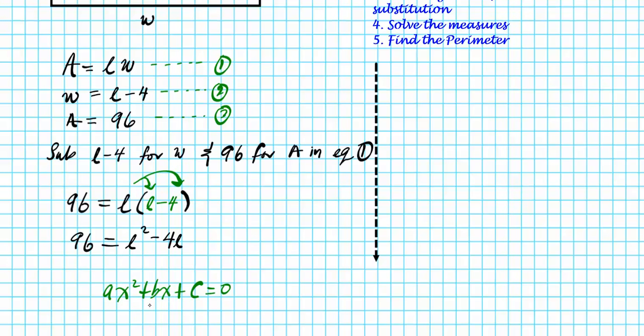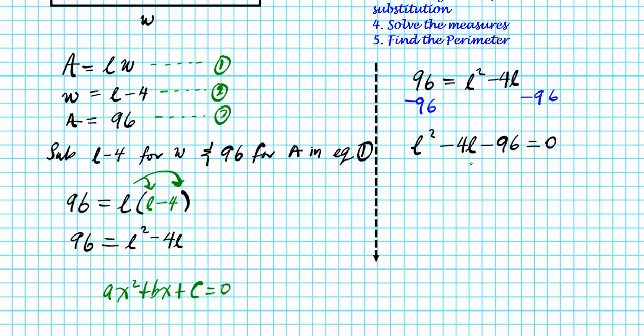In this case, our variable is L. So in order to place this in standard form, I need everything on one side, okay? Since L squared and 4L are already on the right side, I might as well just subtract 96, have the constant join them over there. So that results in L squared minus 4L minus 96 equals 0. What have we just accomplished? We have just placed the quadratic equation in standard form.